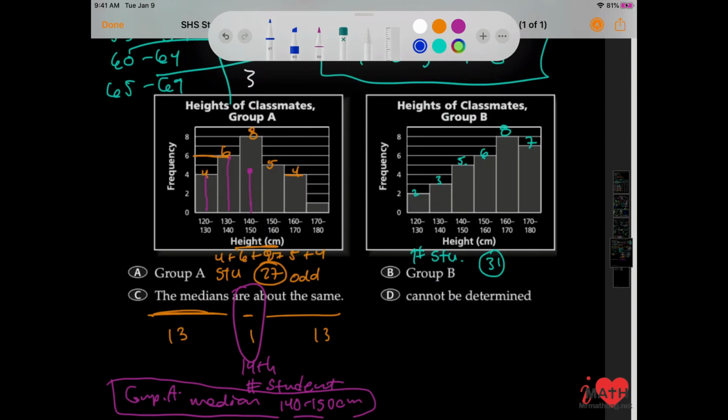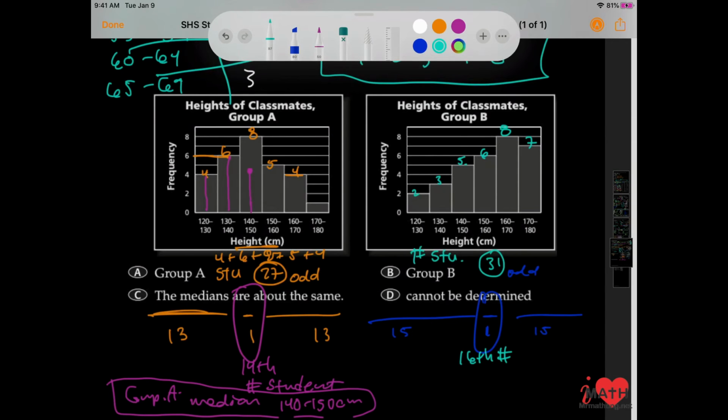All right, let's look at this one. Okay, 31 is also an odd number. So I have 15, and then this particular number I'm looking for, and then 15 more students. So 15 to the left, 15 to the right. I'm looking where the 16th number is. Let's find the 16th student, okay?